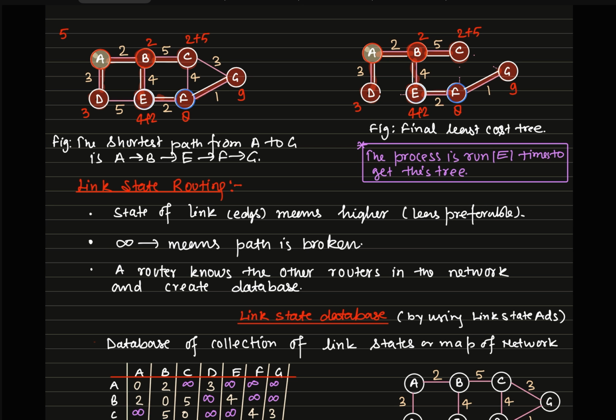Similarly, we do the same thing for routers B, C, D, E, F, G. For each router, we run the Dijkstra algorithm and find the path, the least cost tree.